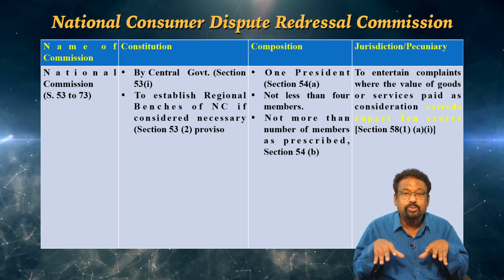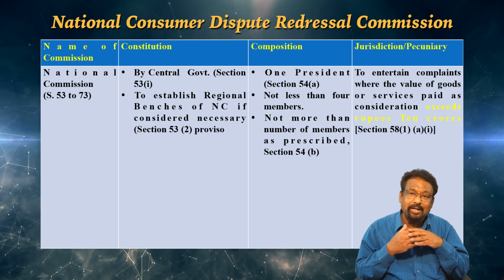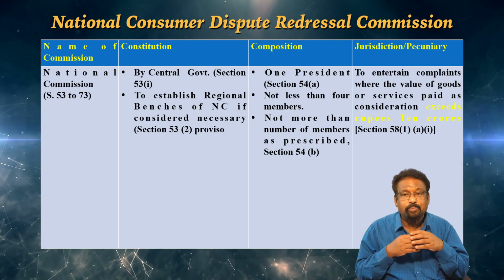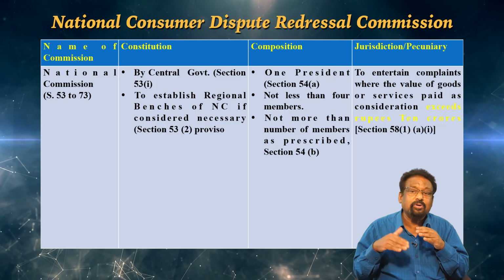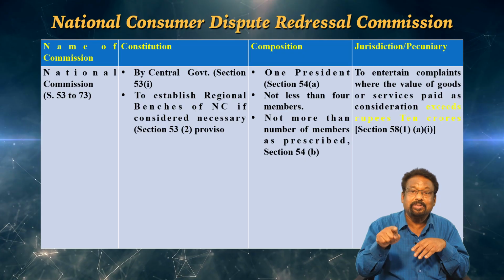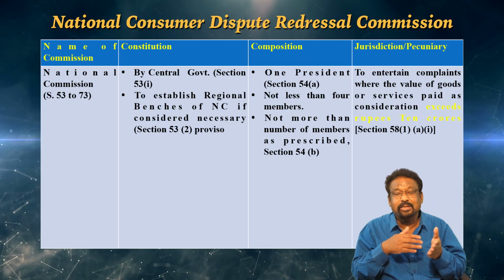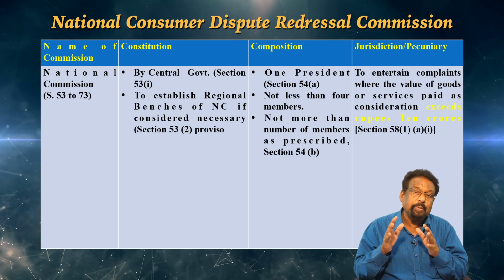Coming back to the pecuniary jurisdiction, if the value of the goods or services hired, along with the quantum of compensation claimed, exceeds 10 crore, then the case will be originally filed at the National Commission, which is seated at Delhi. And as I said, in addition to the original jurisdiction, the National Commission will also have the appellate jurisdiction against the decisions given by the state consumer commissions. This is, in a nutshell, the jurisdiction of the district commission, state commission and National Commission.